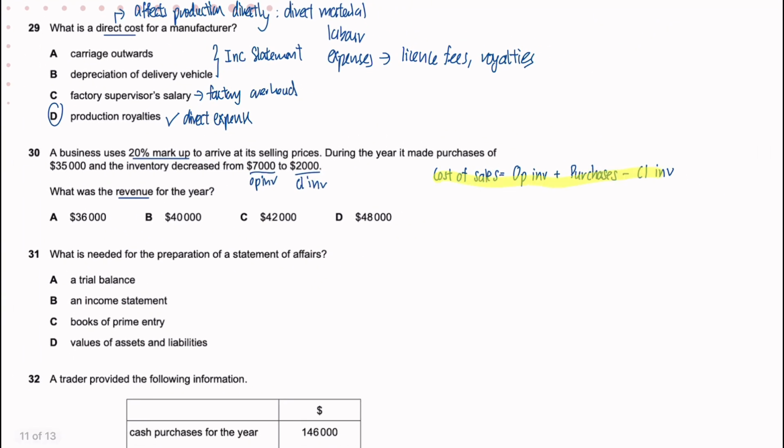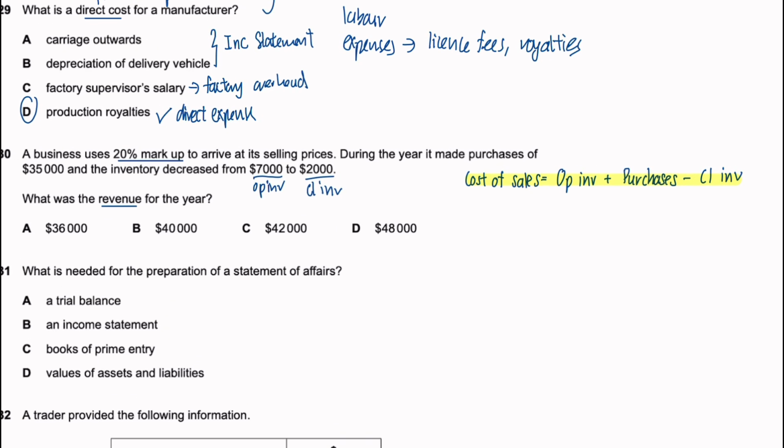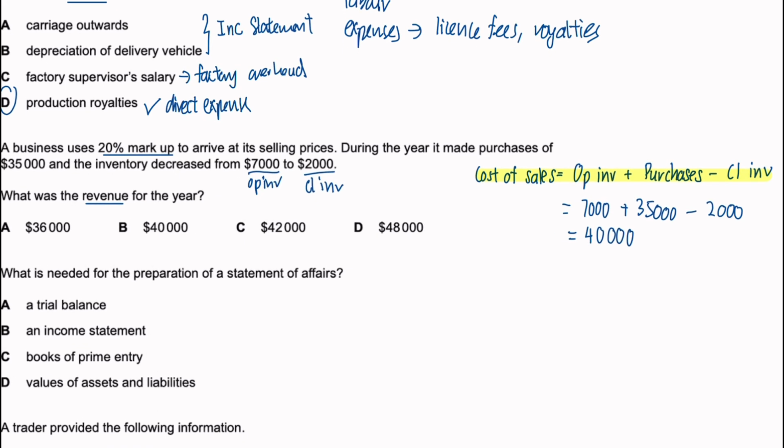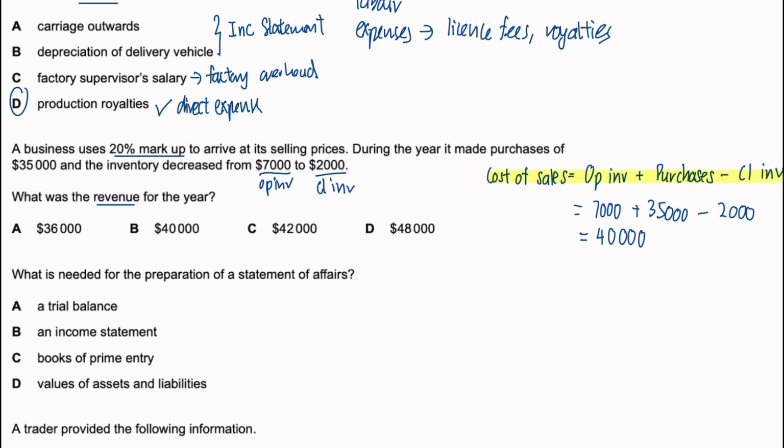This is our formula. So just plug in opening inventory 7,000, purchases 35,000, closing inventory is 2,000. So you will get 40,000. But wait, this is not the full answer. So how do we work out the markup? To better visualize, we always know that markup means that cost is 100%, because markup is on cost, whereas margin is on sales.